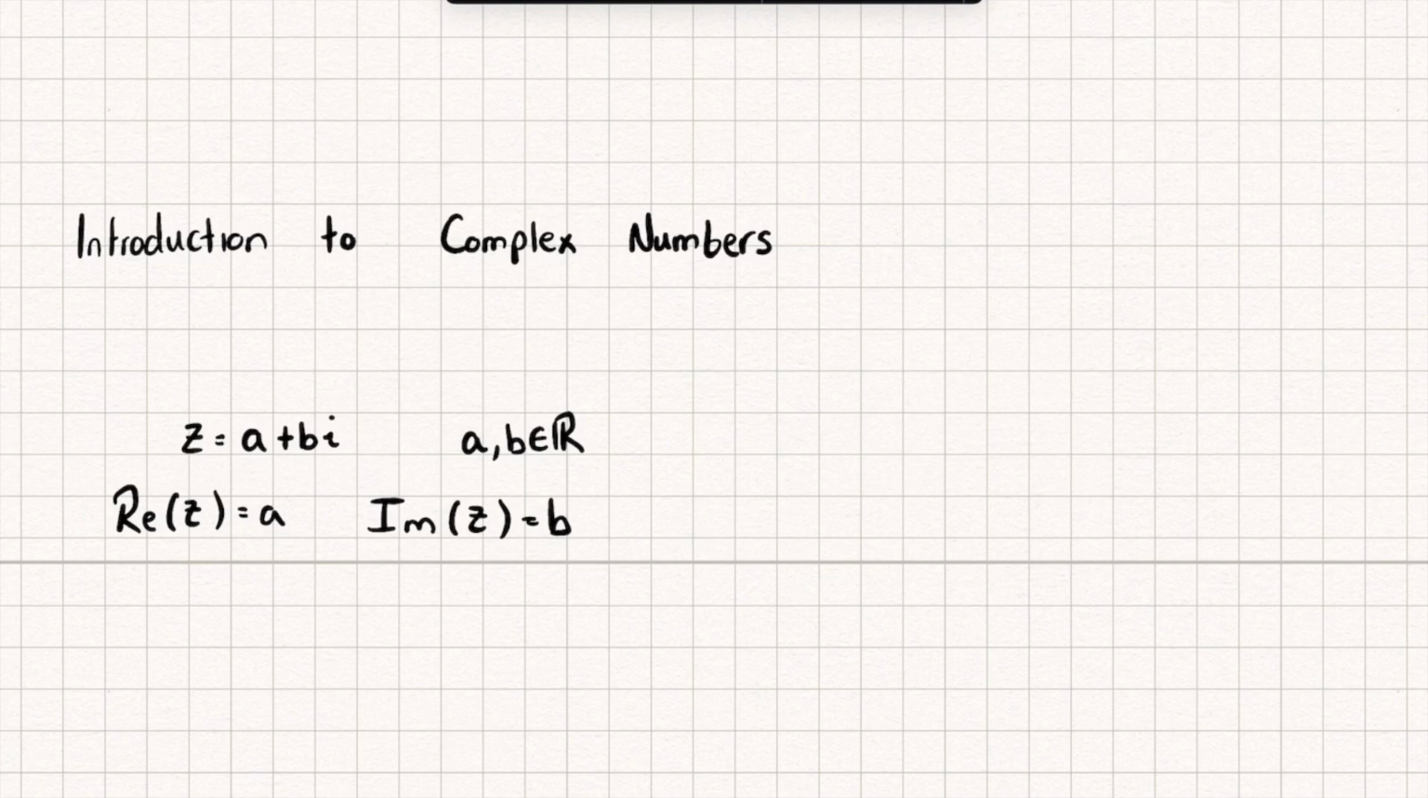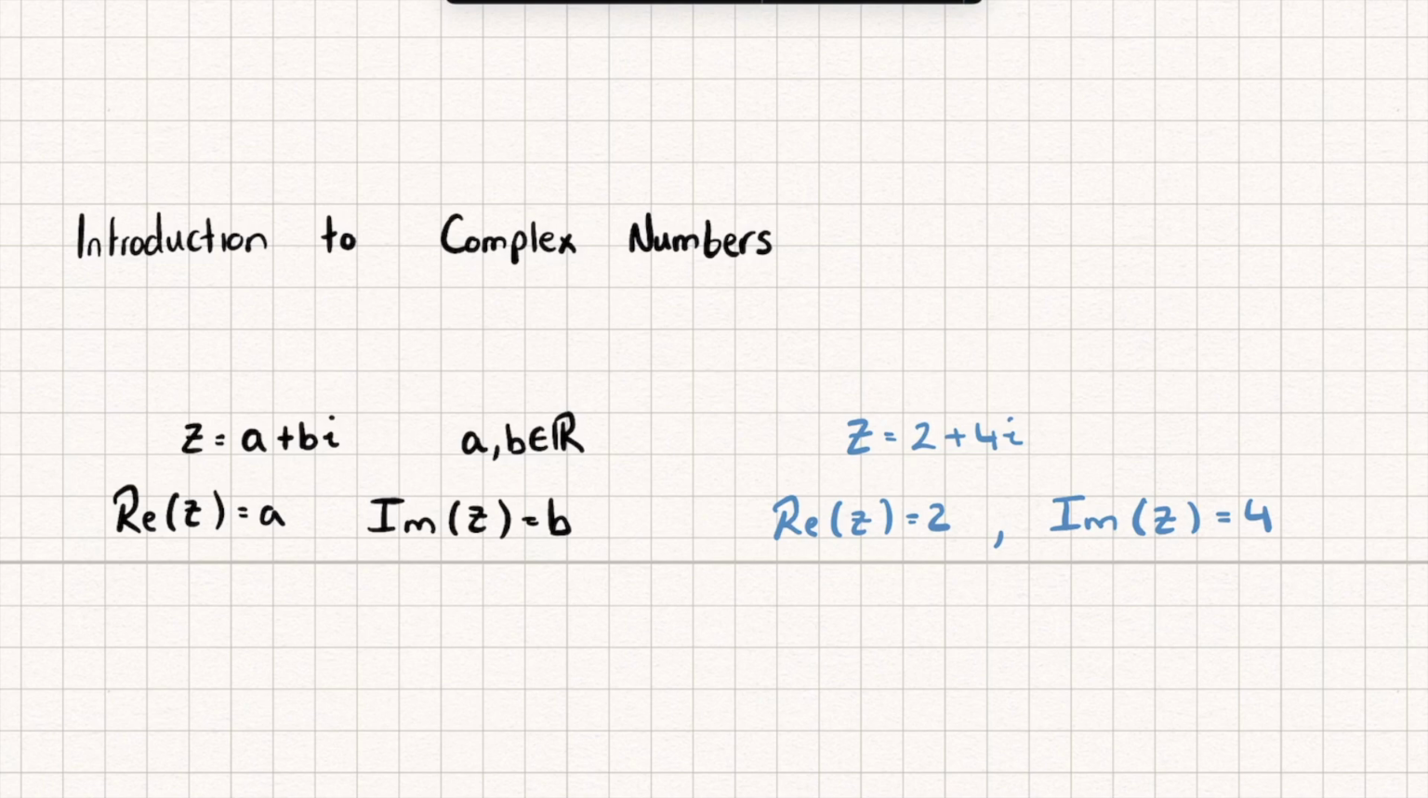So let's have a look at an actual example. We could have a complex number z, which is equal to 2 plus 4i. And for this complex number, the real part of z would be equal to 2, and the imaginary part of our complex number z would be equal to 4.